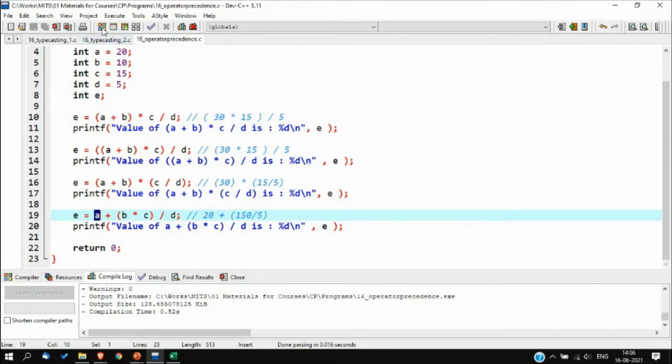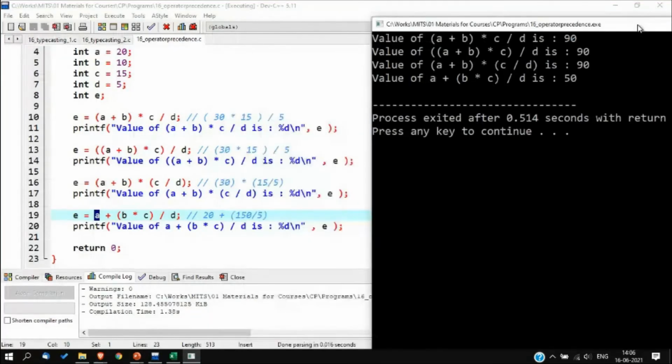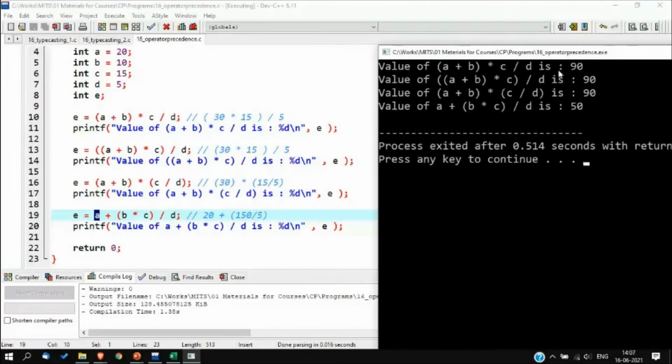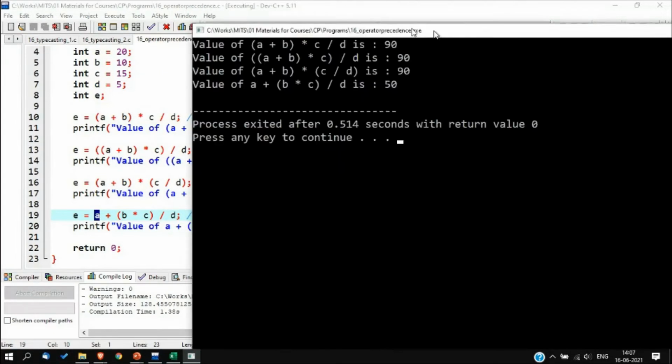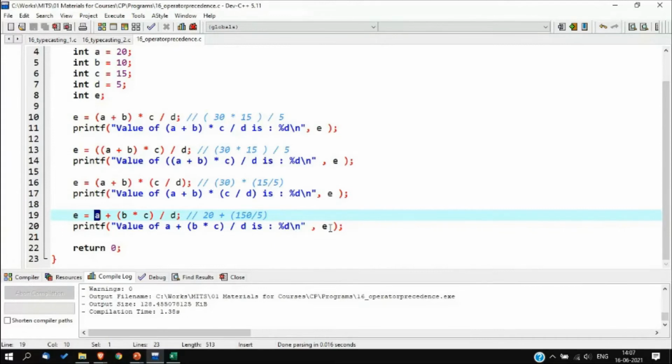So let's see whether our calculations are right in the case of C programming also. Yeah, it is right. The first three are evaluated to 90 and the last one is evaluated to 50. That is how operator precedence works in the case of arithmetic operators. So you have to use the brackets wisely in order to get the accurate answer, the real answer that is required as the output of the given expression. So that is the operator precedence.